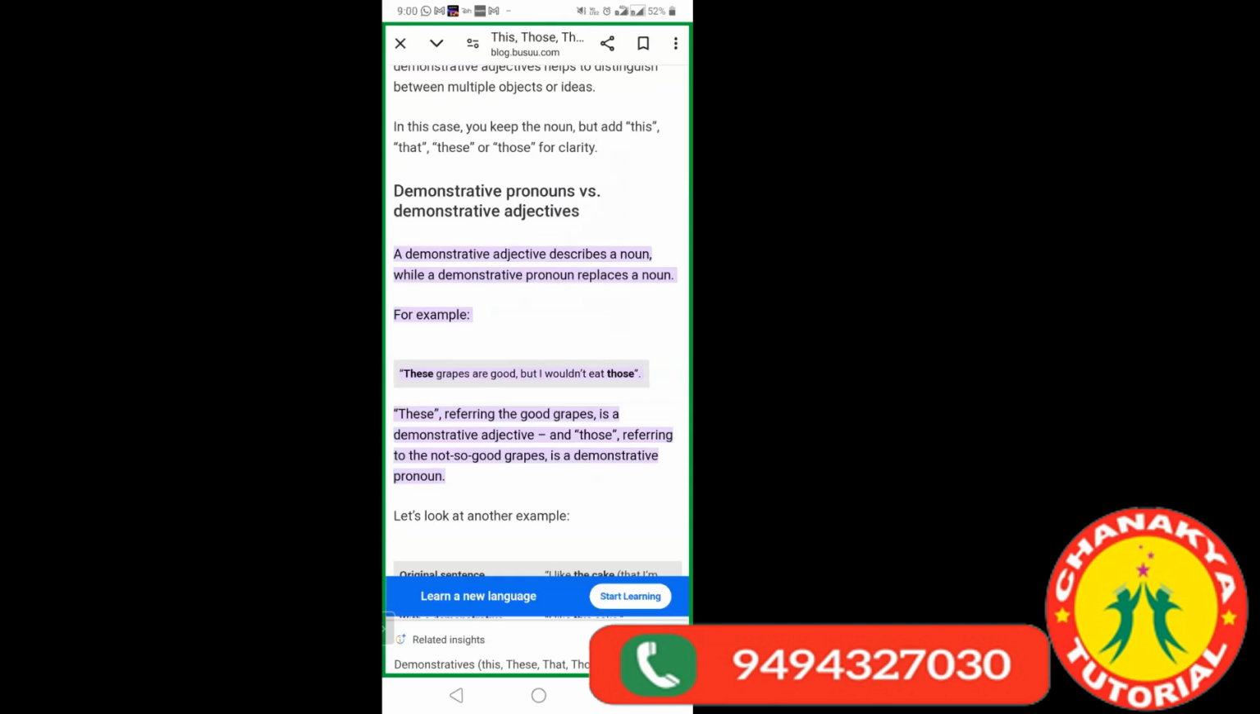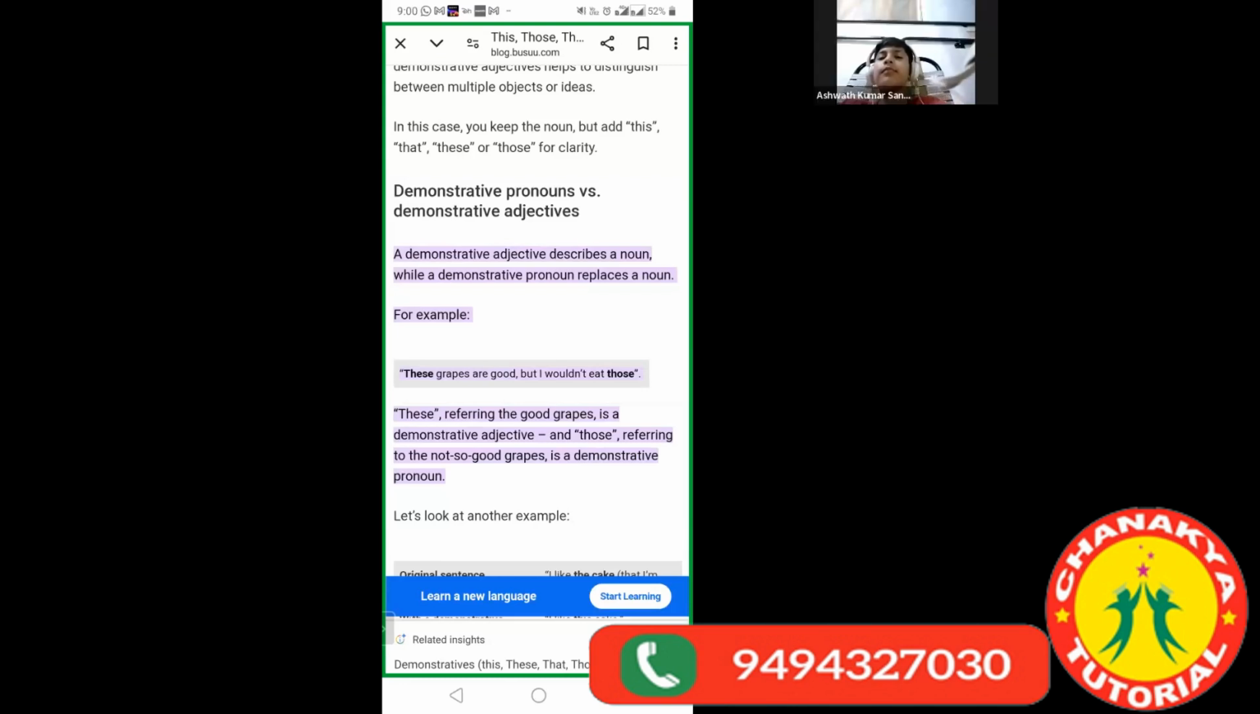These grapes are good, but I won't eat those. In this sentence, they are describing two kinds of grapes, right? These grapes are good means in the first part of the sentence, they are talking about the good grapes. But in the second part of the sentence, you see, but I won't eat those. Those are what? Bad grapes, right?